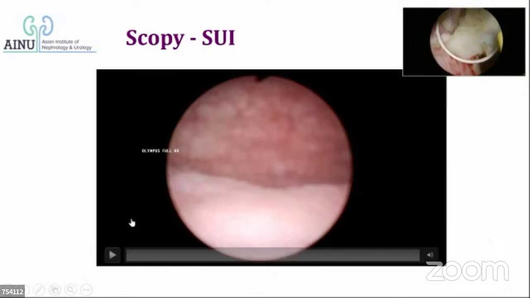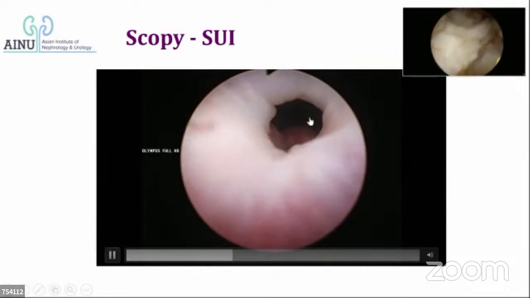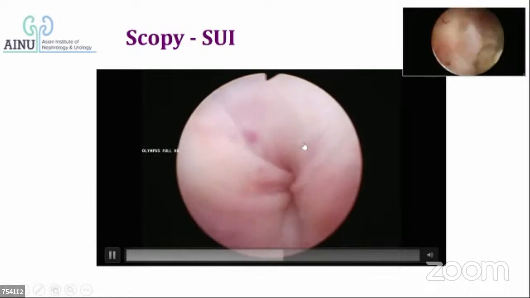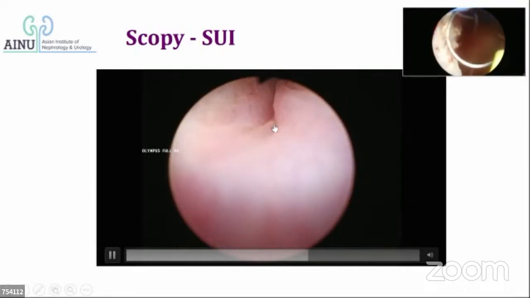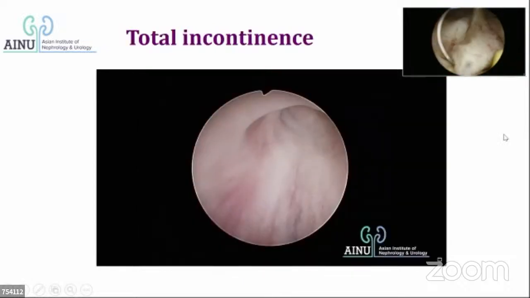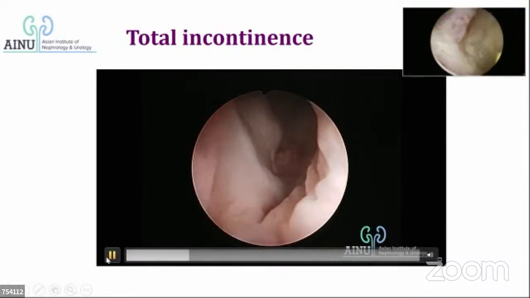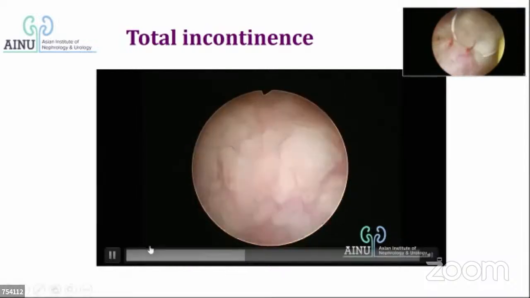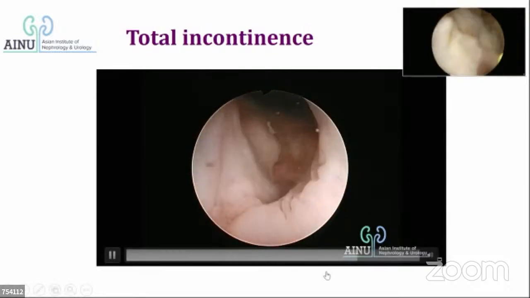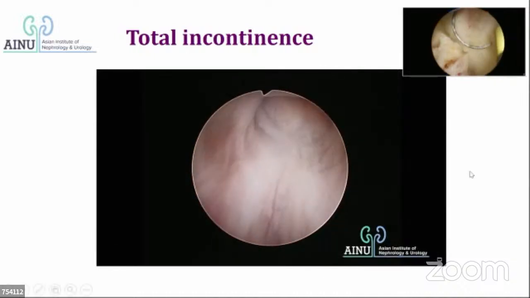If you look at SUI, how does the scopy look in stress urinary incontinence? This is how. The length of the sphincter from the perineal diaphragm towards the verumontanum is very, very short. So this patient will have stress urinary incontinence. This is how it looks. In a total incontinence, you don't see any landmark. See this? You don't see the verumontanum. The whole thing is resected away, and this patient is totally incontinent. When you come out, you don't see any landmarks. The whole tissue is resected away. So this is a typical total incontinence patient.